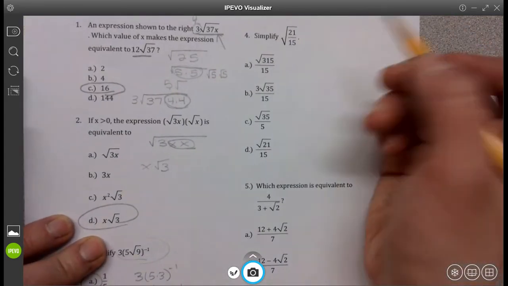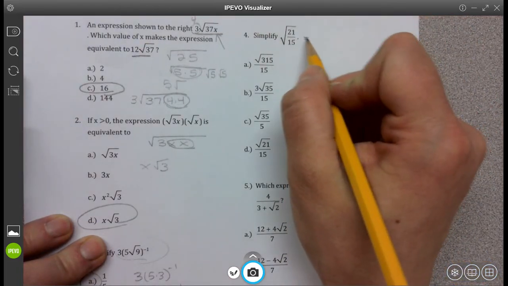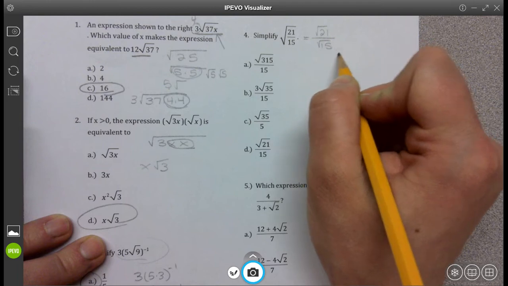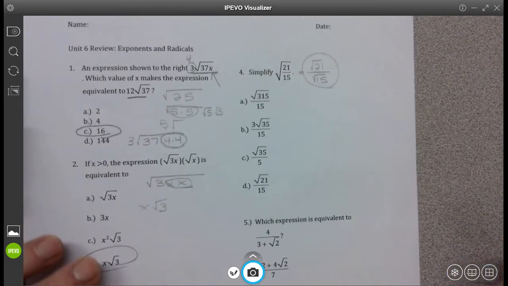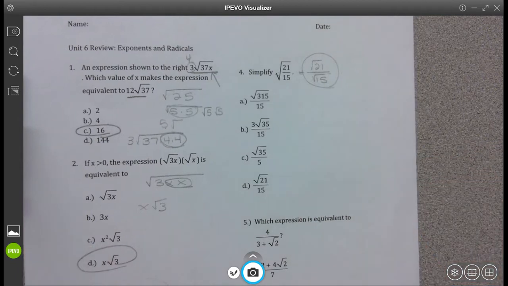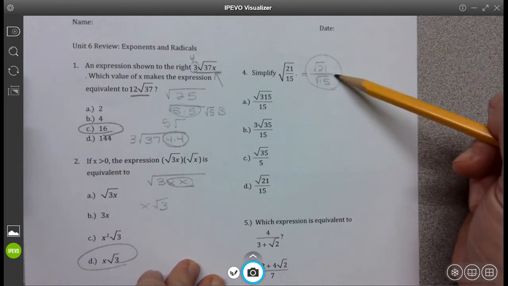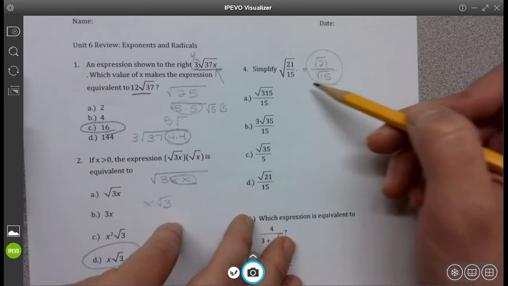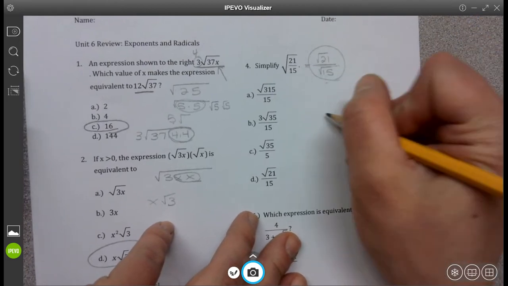Number 4 asks to simplify. So the square root of a fraction is the square root of the numerator over the square root of the denominator. Technically, that's your answer. However, we cannot have radicals in the denominator. Mathematicians pretty much got together and decided that this is not okay. Because can you really divide by something that never ends? No. So we have to what's called rationalize it, make it a rational number.